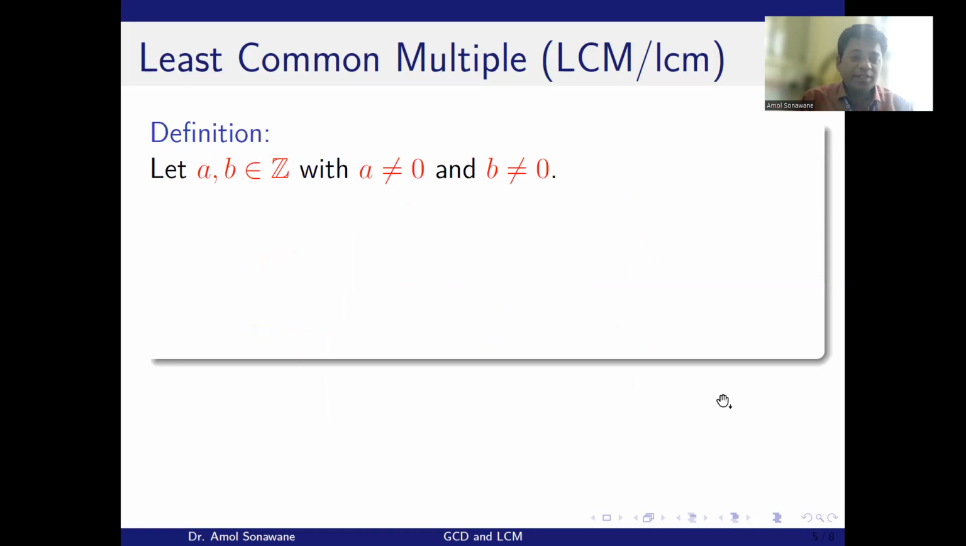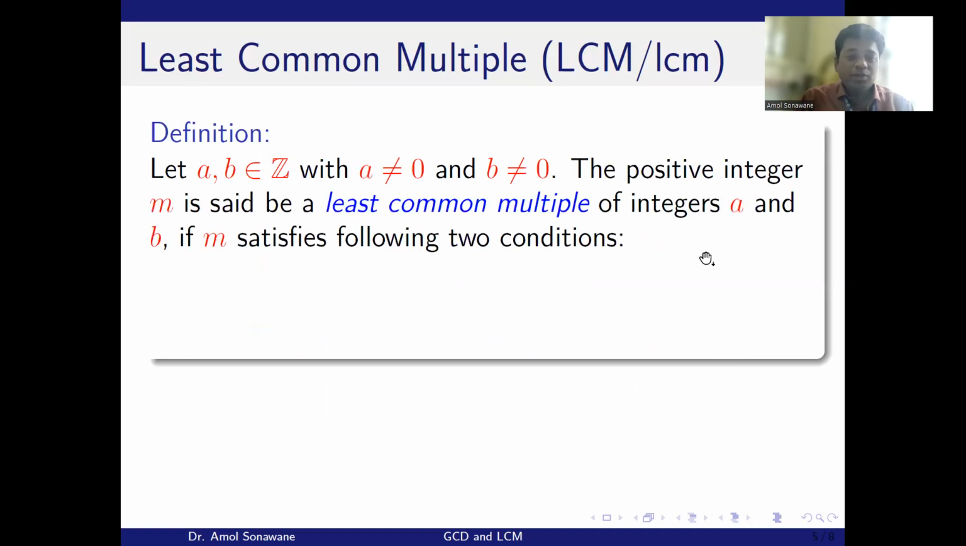That's the definition of LCM. Let a and b be two integers with a non-zero and b non-zero. Note that here both a and b are non-zero. Then the positive integer m is said to be the least common multiple of integers a and b if m satisfies the following two conditions. First condition says that a divides m and b divides m, means m is a common multiple of both a and b.